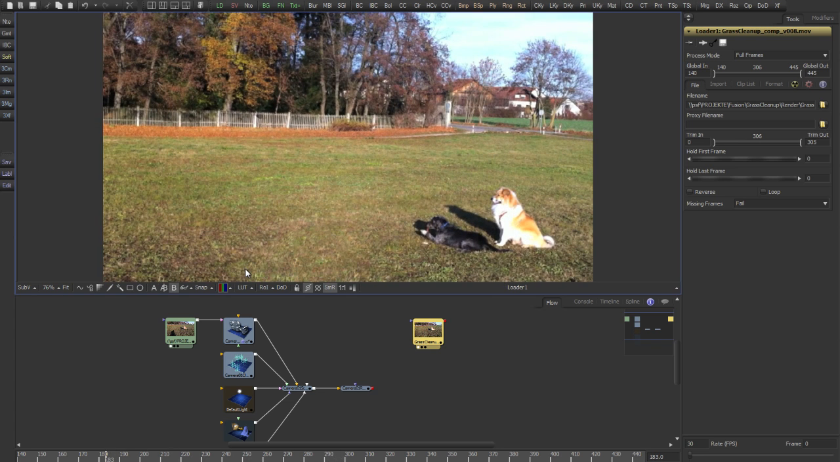As you can see, the shadow is gone, and I have also frozen the dog in the beginning so he doesn't look straight at the camera.